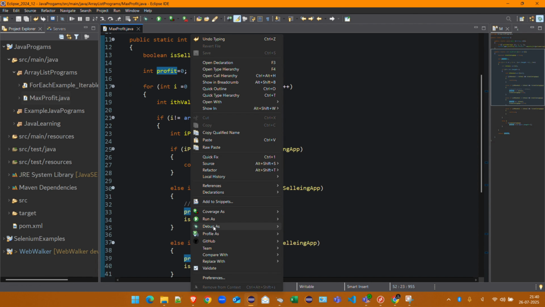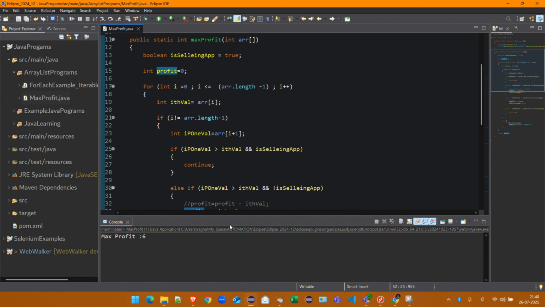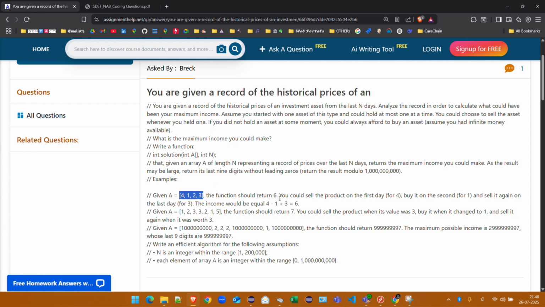Okay, I'll run this. That is our application. So it says max profit is 6, right? So this was required, 6 only, right? Let us do a comparison on the other array.